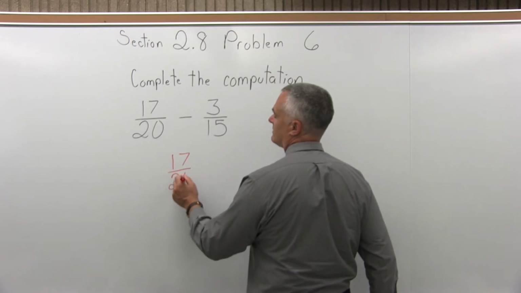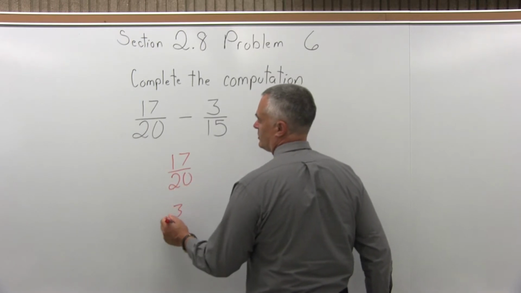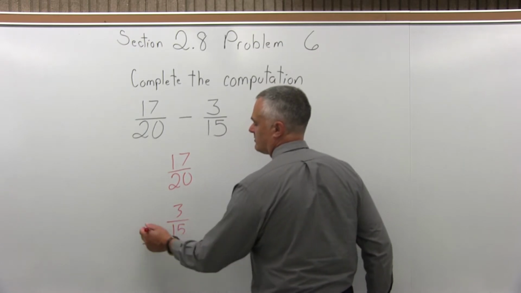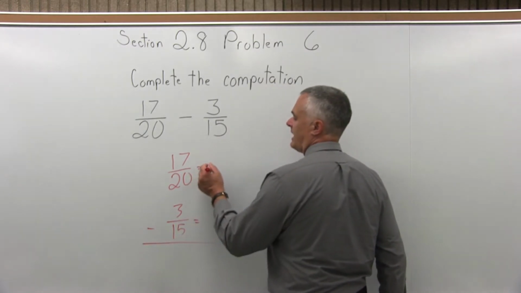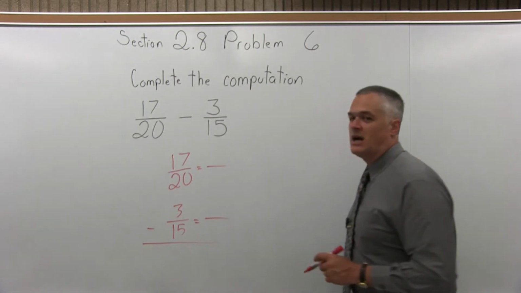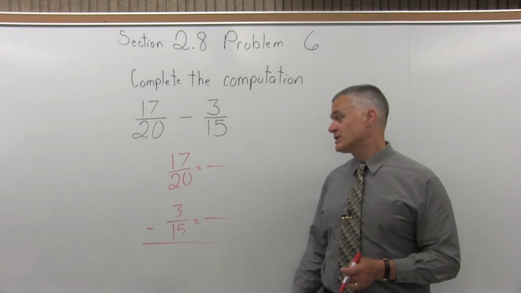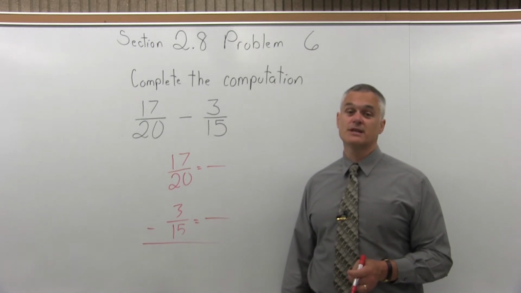So I will write 17 over 20, right underneath it 3 over 15, and then put a big line with a subtraction. And then next to each fraction, I'll make an equivalent fraction that will have a denominator that will be the same for both fractions. So 15 and 20 are certainly not the same.